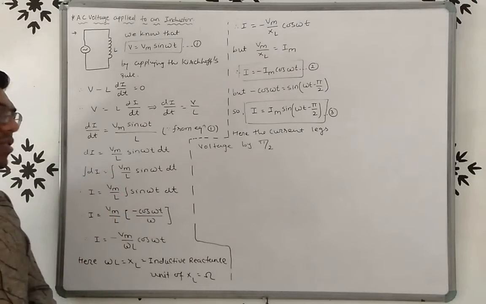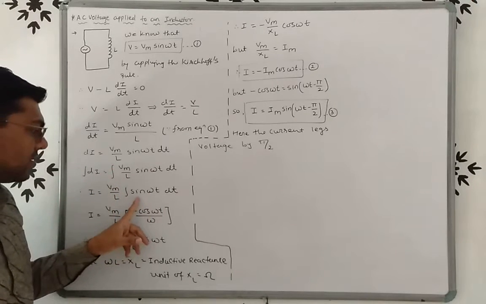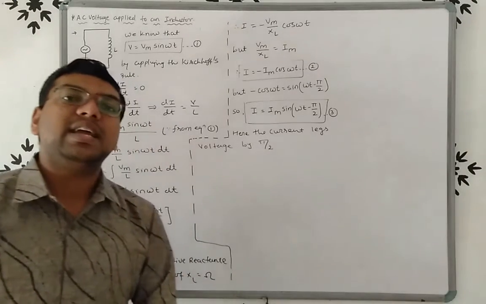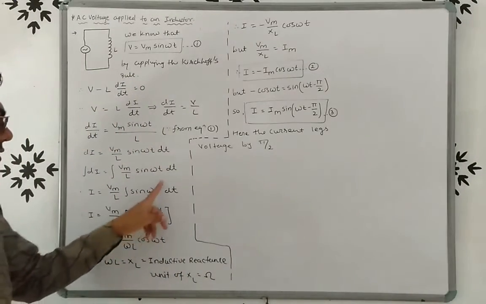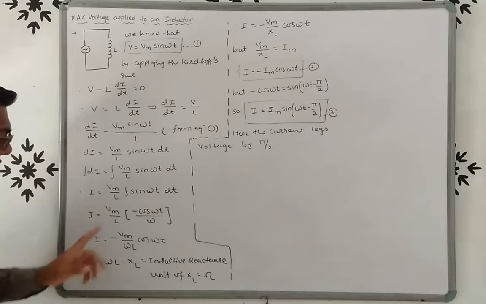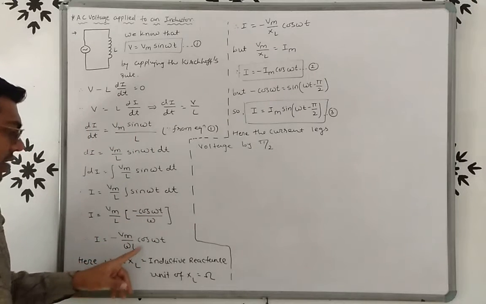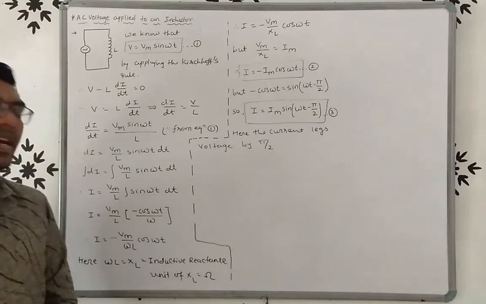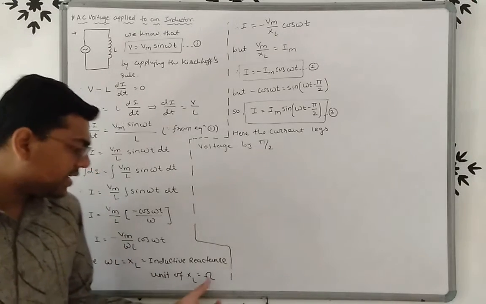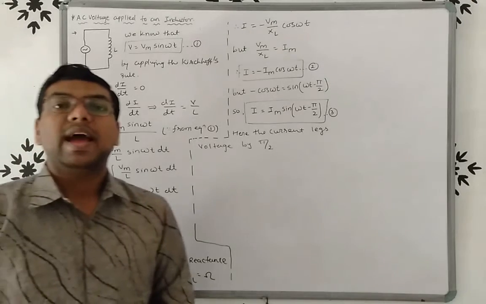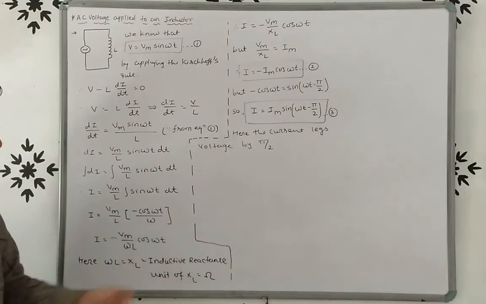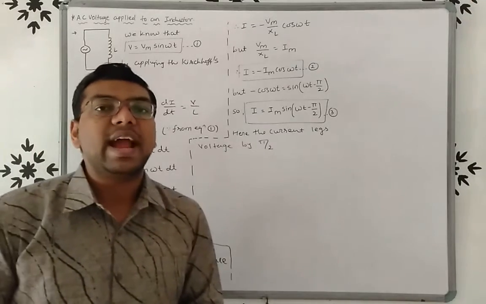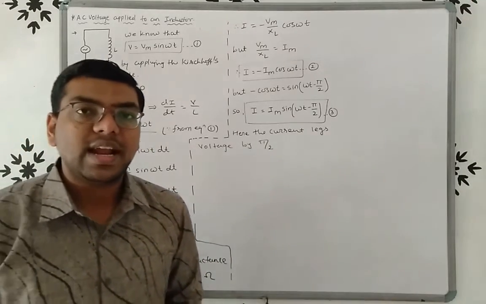Vm by L is constant, then the integration of sin omega t is equal to minus cos omega t divided by the multiplier of t, that is omega. So minus Vm by omega L cos omega t. This omega L is known as inductive reactance. The unit of inductive reactance is ohm, and the inductive reactance is directly proportional to inductance and frequency, right?